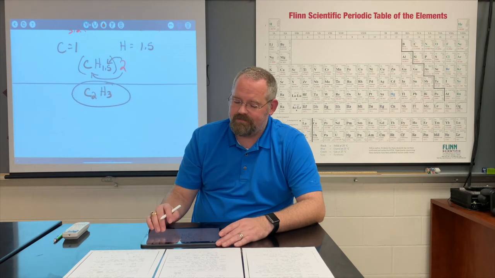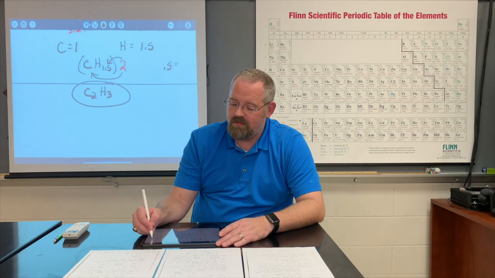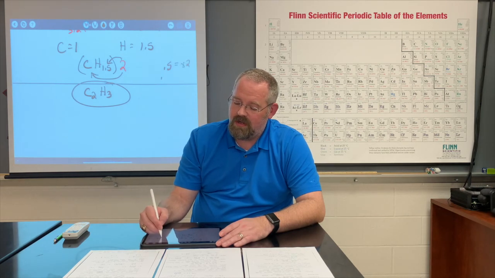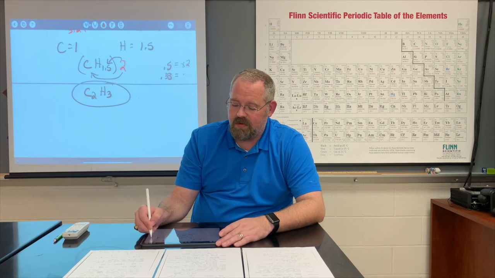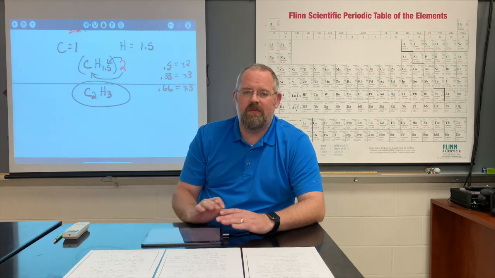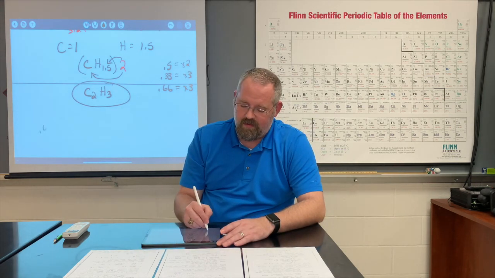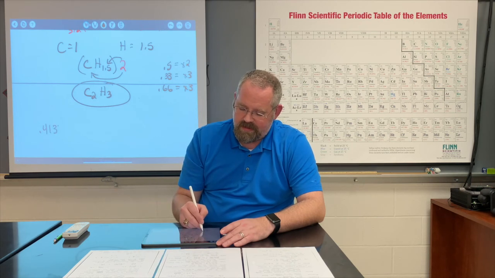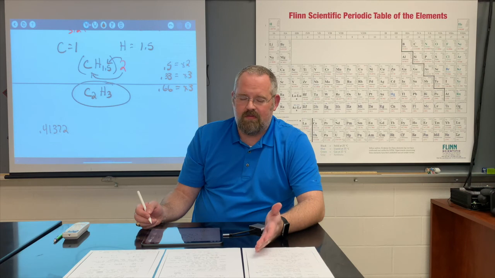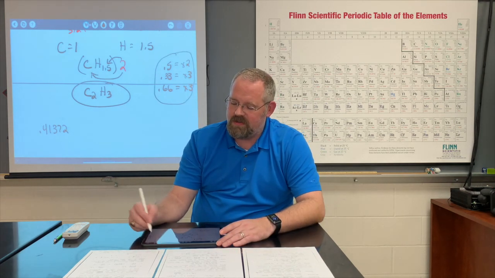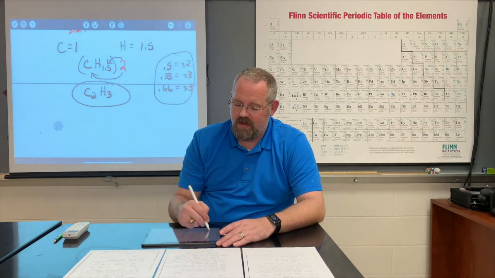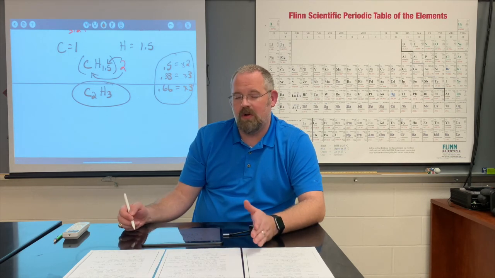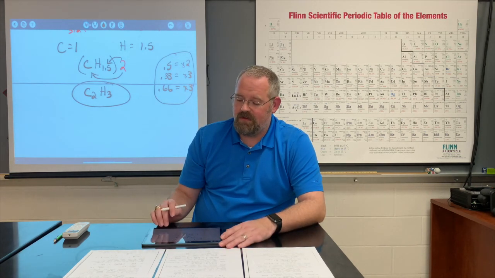Okay. You can end up with 0.5s in your ratio, so you'll multiply by 2. You can end up with 0.33s, so you just multiply by 3. Same with 0.66, just multiply by 3. If you end up with a really, really odd number like 0.47 or 0.41372, you probably did something wrong. So these are the only decimals that you're probably going to end up with. Okay, so if you end up with any of those, then you can just multiply by those common factors to give you whole numbers.